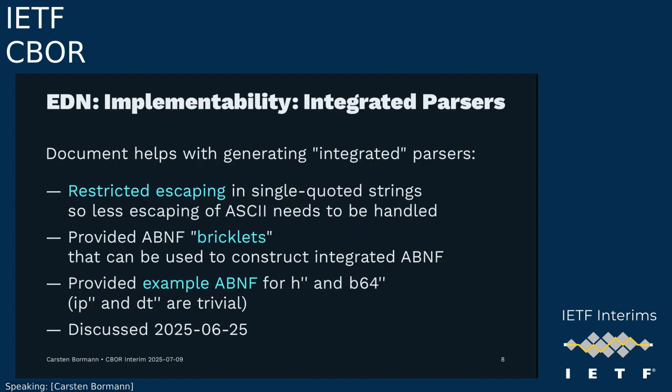Just as a reminder, we have created space for integrated parsers. So if you don't want to do this in 2 steps by using L1 parsing and L2 parsing, we have text on how to do integrated parsers, and we have restricted the amount of escaping that is possible in single quoted strings, so less escaping of ASCII needs to be handled. You still have to handle the back quote and the quote and the backslash. We have these ABNF bricklets, which you can use to construct integrated ABNF, and we provide example ABNF for H and B64. So from an implementation point of view, I think we are covered. We discussed this the last time, so I don't want to repeat this discussion.